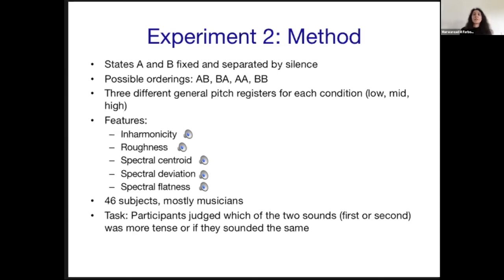Also, there were 3 different pitch registers that I utilized for each condition, which I term low, mid, and high. So for all of these state A, state B pairs, there were now 4 possible orderings. There was A and then B and then A, or A repeated or B repeated. And participants were asked to judge which of the 2 sounds, first one or second one, was more tense, or if they sounded the same. There were 46 subjects this time around, again, mostly musicians.